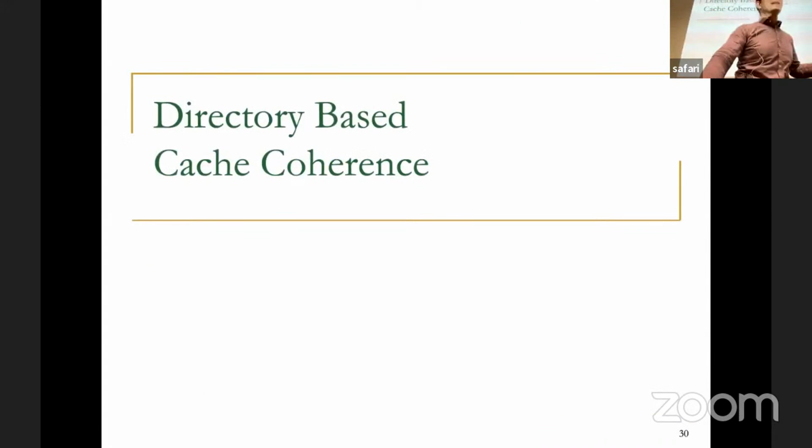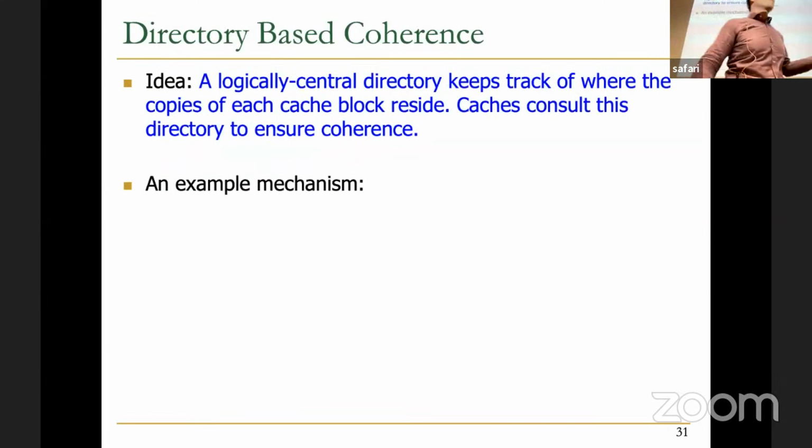Okay, so let's start with directory-based cache coherence because I think this is actually simpler to think about, if you will. You have a central coordinator for a given block. Logically, the directory is centralized. It keeps track of where the copies of each cache block reside, and caches consult this directory to ensure coherence. But physically, the directory can be distributed. It could be actually anywhere. It doesn't have to be on the memory side, but usually it's implemented in the memory controller, but it could really be anywhere if you think about it.